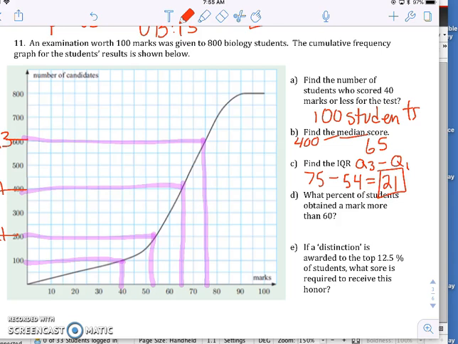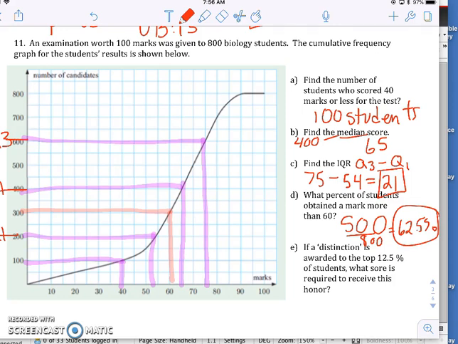What percentage of students attained a mark of more than 60? So we can go to our 60. Well, that was 300 students scored 60 or less. So 500 had to score more. So that's 500 out of 800. It wants our percent. And that turns out to be 62.5%.